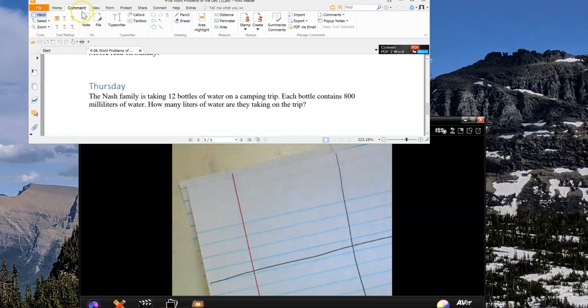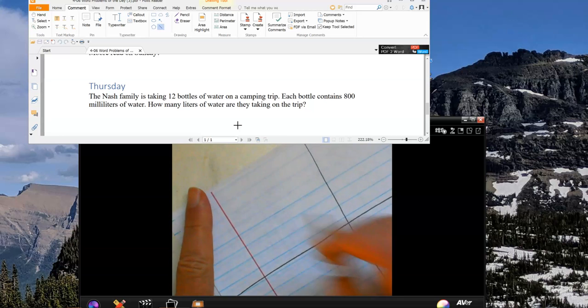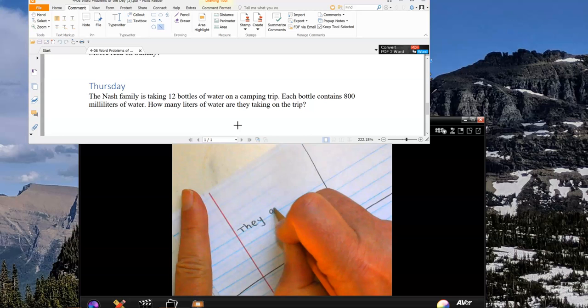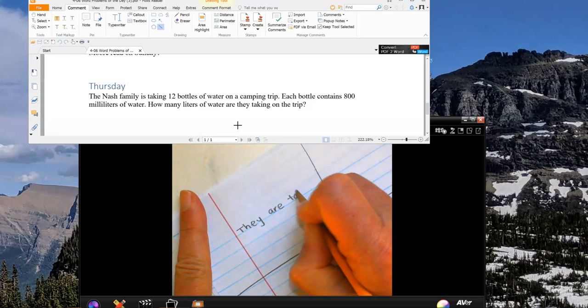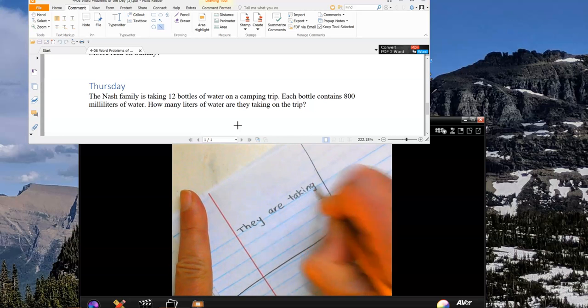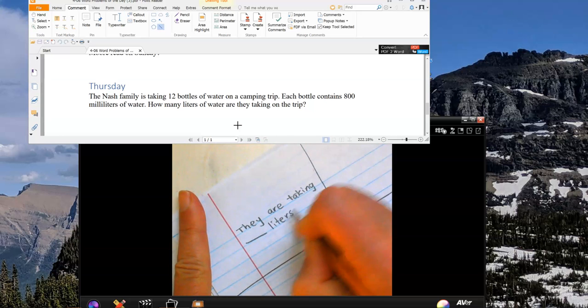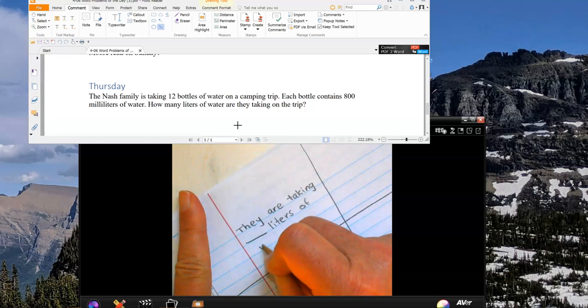So the first thing I do after I'm done reading the word problem of the day is I'm going to go ahead and work on an answer sentence. How many liters of water are they taking on the trip? So that's pretty simple to write down here. They are taking blank liters of water.